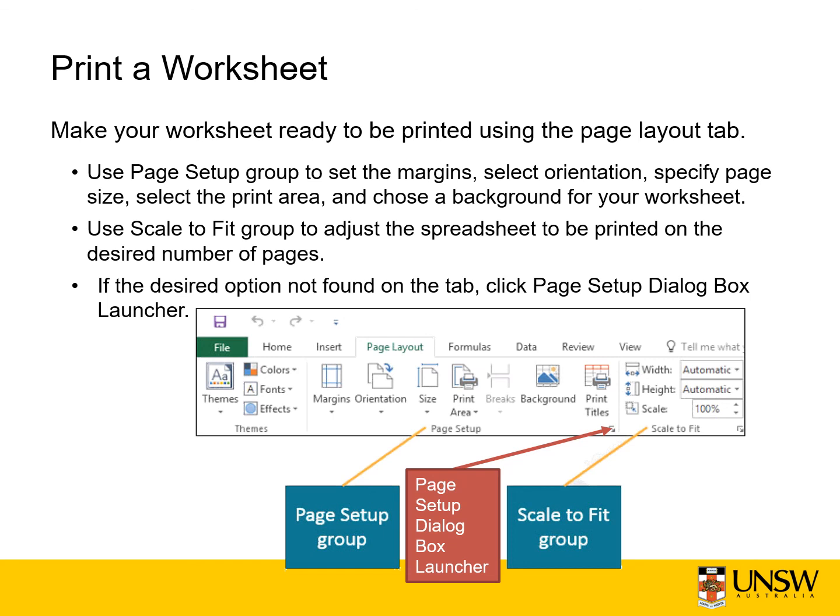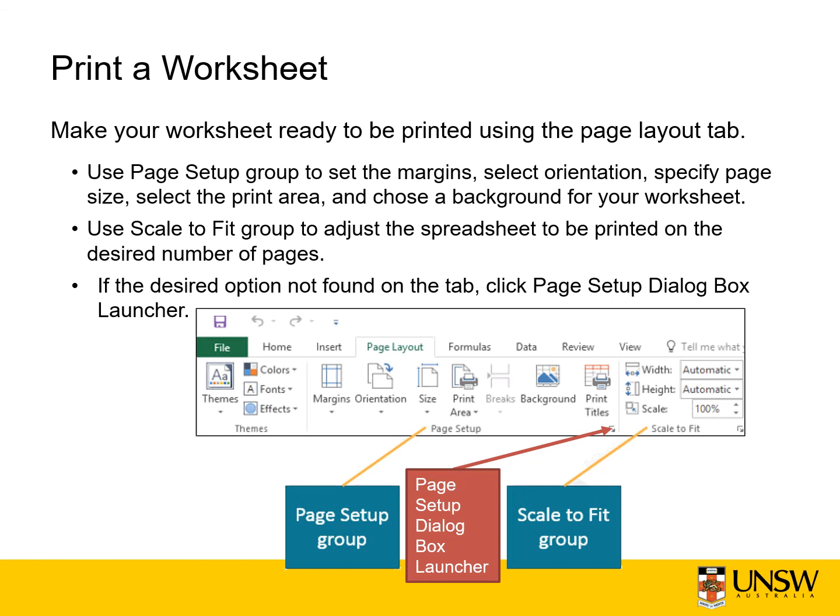The second one is the Scale to Fit group that contains options for adjusting the scaling of the spreadsheet on the printed page. For example, with the use of the Scale to Fit group, you can set the whole worksheet to be printed on just one page.